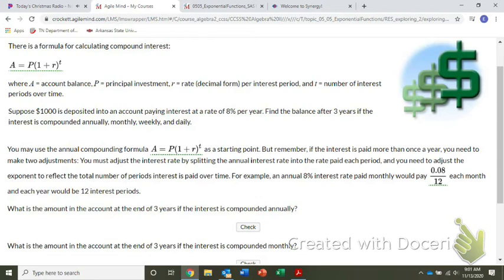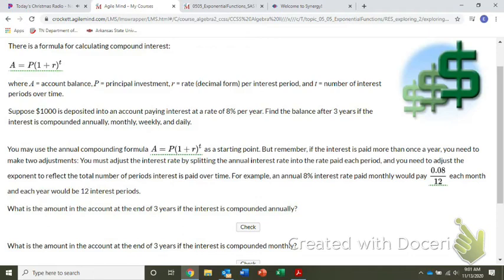Compound interest is used for many, many, many things. A lot of times it's used for retirement. You heard your parents talk about a 401k. How much money they're going to have when they retire from their jobs. That money's found by using these formulas.